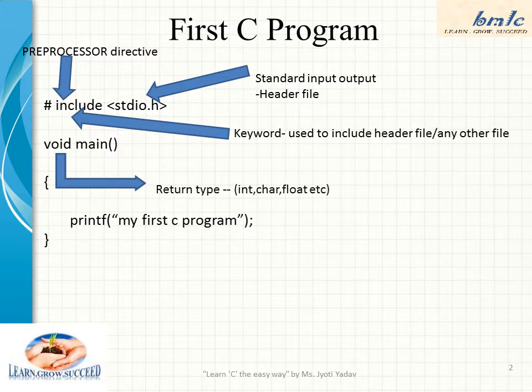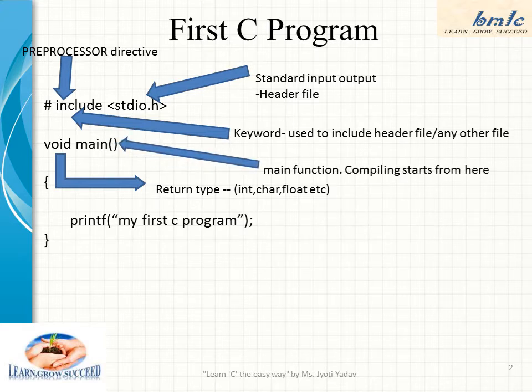What is void? All the functions that you write in your program need to have a return type. It can be either integer, character, float, or if it does not return anything, it has to be void, right? So as of now, all you have to remember is you'll keep the return type as void for main.